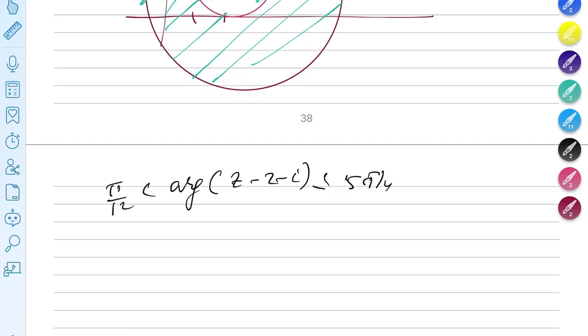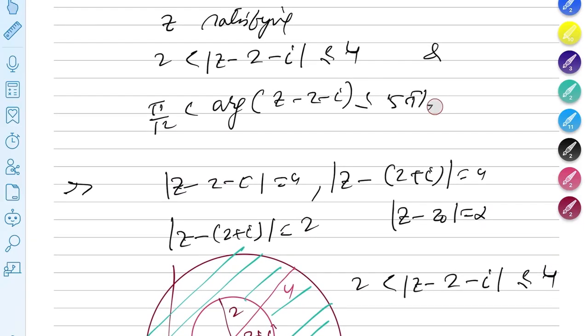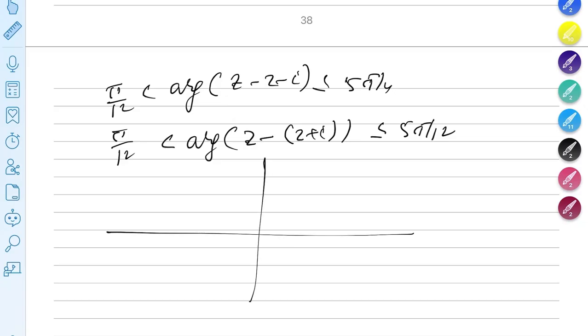This region represents the locus with center 2 plus i, where the argument of z minus 2 minus i lies between pi by 12 and 5 pi by 12. So if you draw this region, how does it look? The ray is originating from 2 plus i, somewhere is the 5 pi by 12, and then pi by 12.